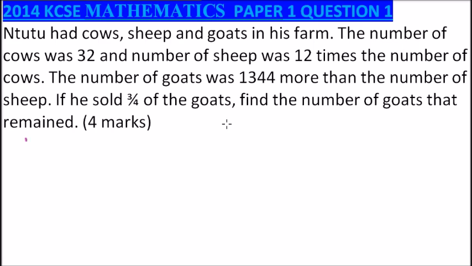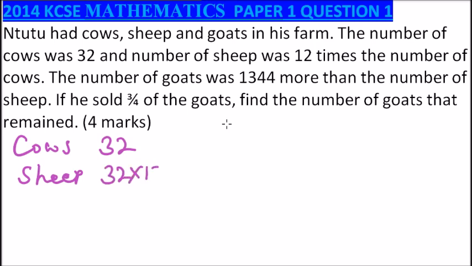Now we have cows, they were 32. So we have sheep. Sheep, we are told there were 12 times the number of cows. So it means 32 multiplied by 12. Using your calculator, you get the number of sheep were 384.